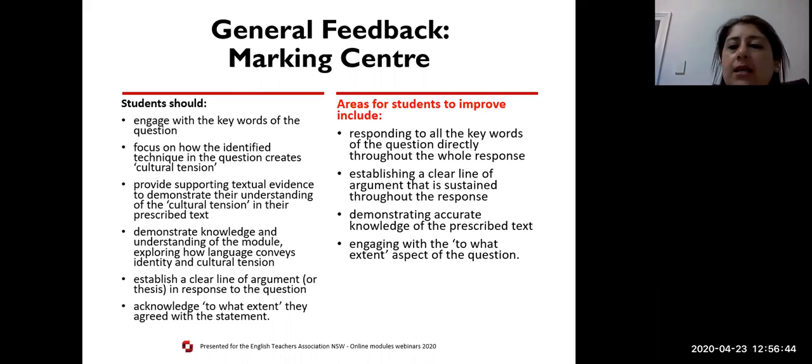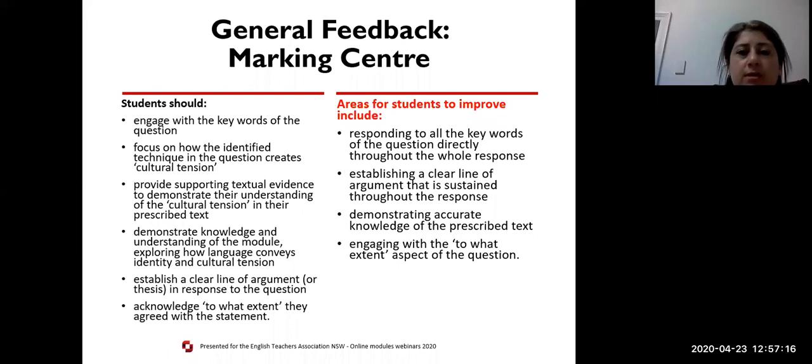And I think the areas for students to improve in, then honed in on 4 main ones that you can see there. So if you're looking at your essay and you're writing an essay, mark your essay going back and looking at the general feedback. Does my essay respond to all the keywords? Does it establish a clear line of argument? Does it use detailed, accurate knowledge of the prescribed text? And have I stated explicitly to what extent I think it is the case?